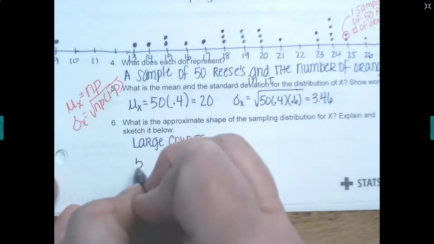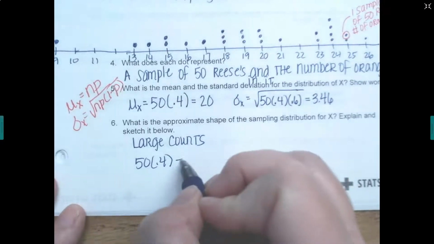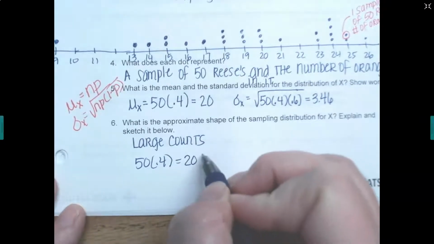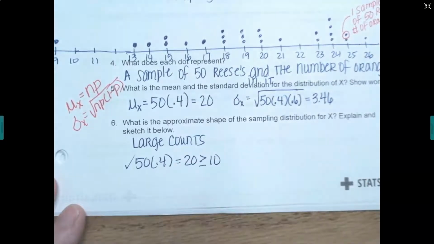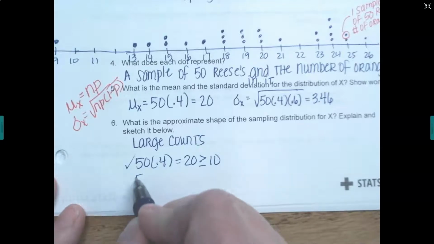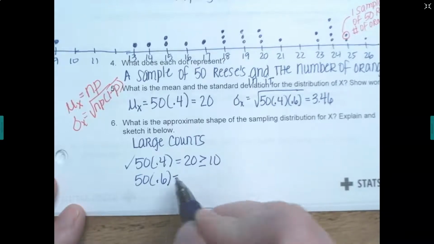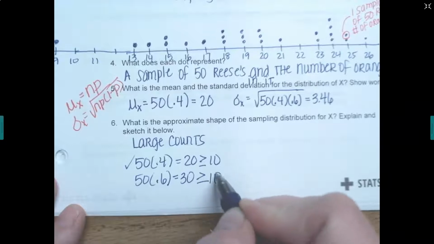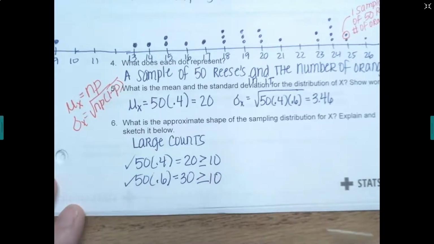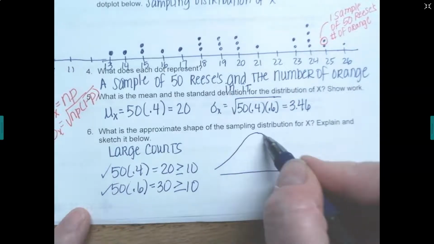So if we take 50 times 0.4, and I do want you to show the work for this. We just did that. That was 20. Well, that is greater than or equal to 10, so our large count works there. So remember, we want to compare it to 10, and then we want to do failure. So a sample size of 50 times the probability of a failure of 0.6 gave us 30, and that's greater than or equal to 10.